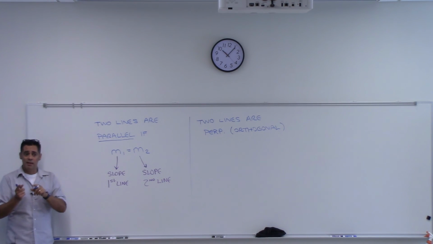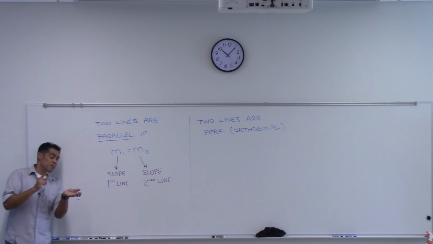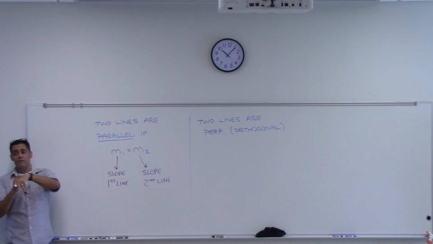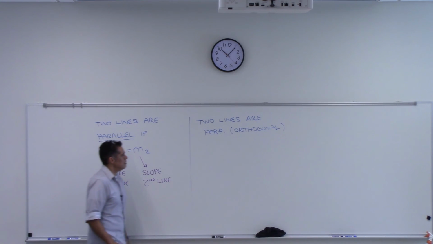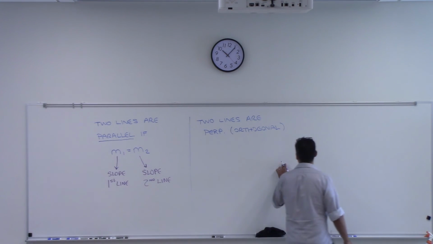One's positive, one's negative. So agree. If one of them is positive, the other one has to be negative. But further, they have to be reciprocals. So the best way to explain this is to give you some examples.